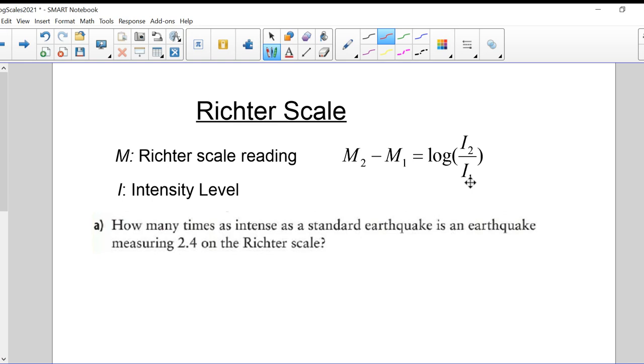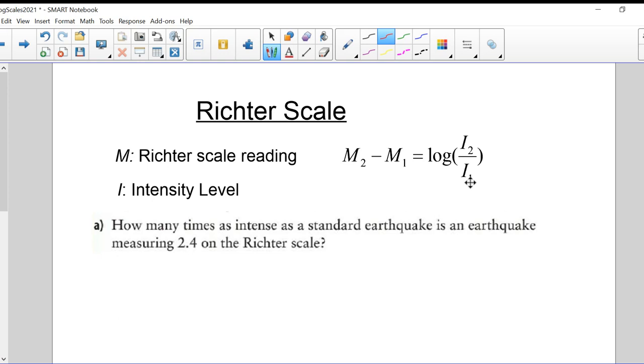So Roma is 100% right. A 7 compared to a 10, because the difference is 3, it's 10 to the power of 3, which is 1,000. A 7 compared to a 9, I'm going to say that is 100 times more intense because the difference between a 7 and 9 is 2. 10 to the power of 2 is 100. So you're absolutely right.